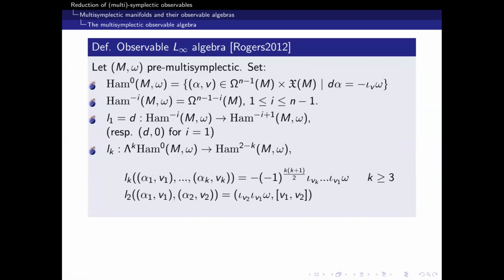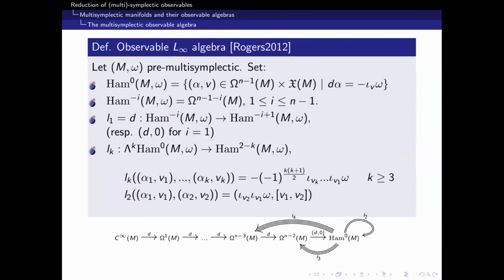And the L1 will just be the de Rham differential. And the higher brackets are all of the same building type. We start with Hamiltonian pairs, alpha 1 v1 to alpha k vk, and we just plug all the vector fields into omega and decorate it with an appropriate sign. And in the L2 case, because we want to be in the pre-multisymplectic setting, we have to carry along what the vector field is. And on the vector field level, it's just the commutator, as we wanted.